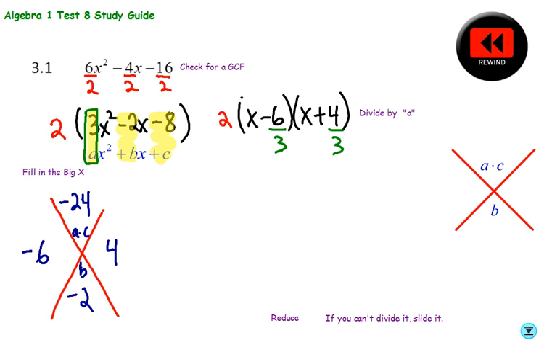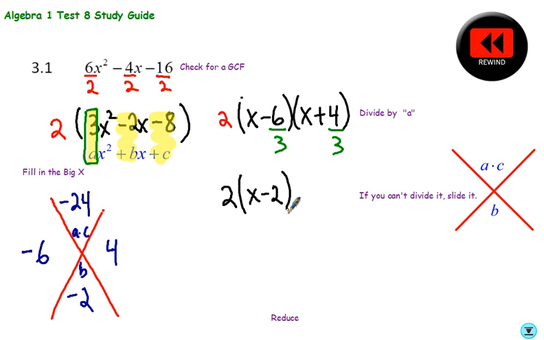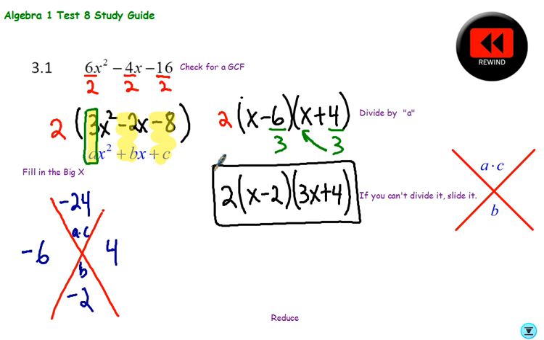Now, the last part is that little catchy thing that we'll say quite a few times: if you can't divide it, slide it. What we're saying is if you can divide those numbers, then go ahead and do that. But if you can't divide them, then the numbers just stay as they are. So x minus 6 divided by 3 would give you x minus 2. And then again, if you can't divide it, slide it. So you can't divide that evenly, so we're going to go ahead and slide that. So that's going to become 3x plus 4. And that becomes my final answer there.